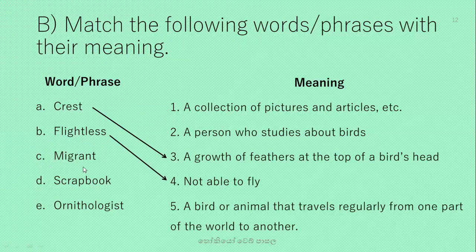Right. Third one, migrant. Do you remember? We discussed who is a migrant bird. Answer five. Yes, very good. Migrant means a bird or an animal that travels regularly from one part of the world to another.